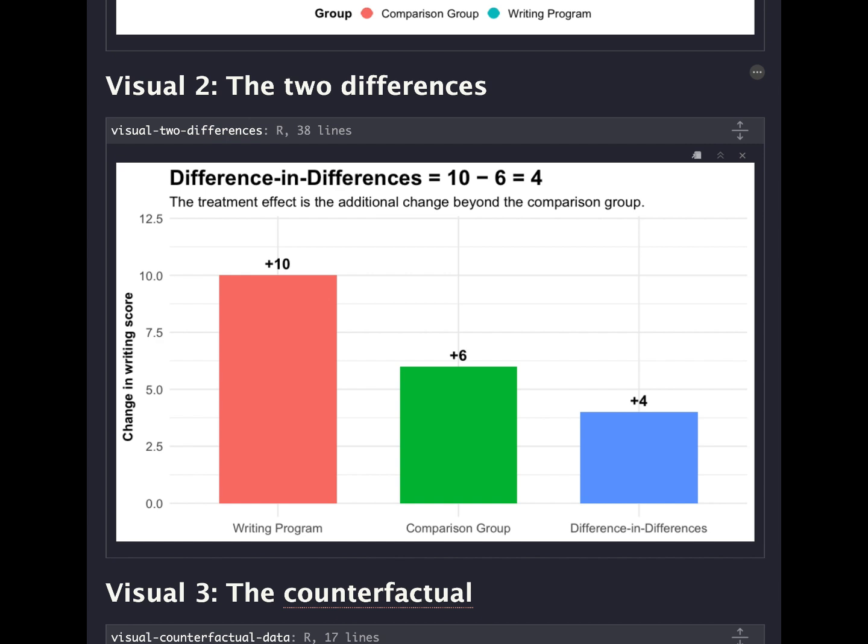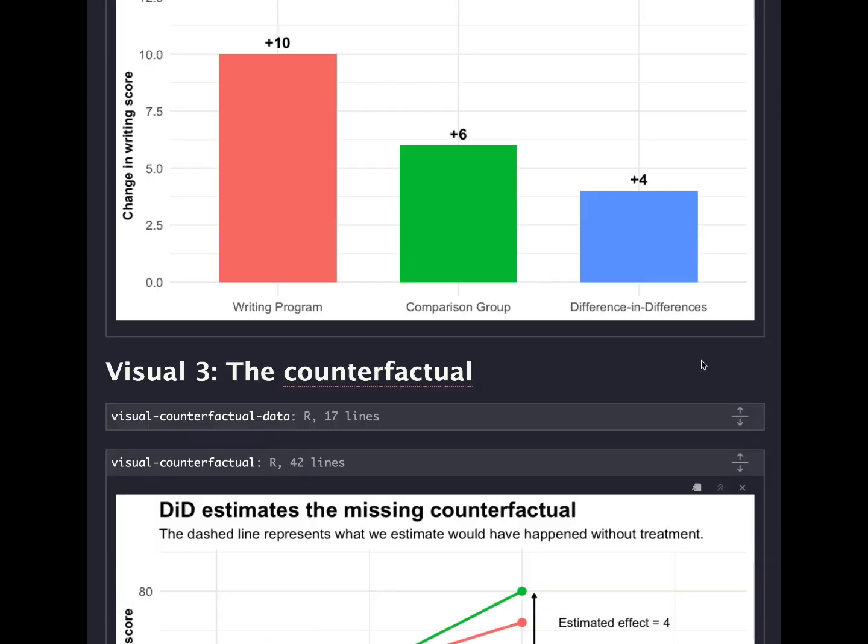But suppose similar graduate students who did not participate improved from 72 to 78 during that same period. They improved by 6 points without receiving the program. The difference in differences estimate is therefore 10 minus 6, which is equal to 4 points. The program group improved by 4 points more than the comparison group. That 4-point difference, not the original 10-point increase, is the basic difference in differences estimate.